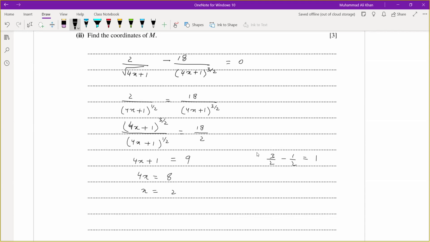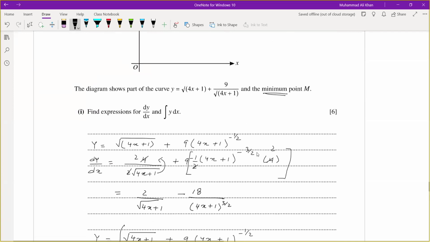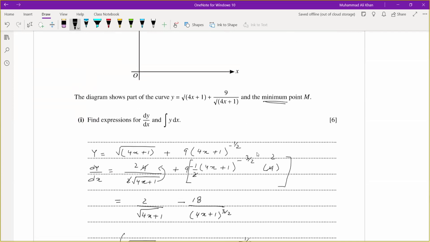x की वैल्यू हमारे पास आ गई। अब y की वैल्यू निकालने के लिए हमें क्या करना होगा? हमें कर्व की इक्वेशन में x को रखना होगा। कर्व की इक्वेशन में x को रखते हैं तो y इक्वल्स टू अंडर रूट x की वैल्यू हमारे पास क्या आई थी?